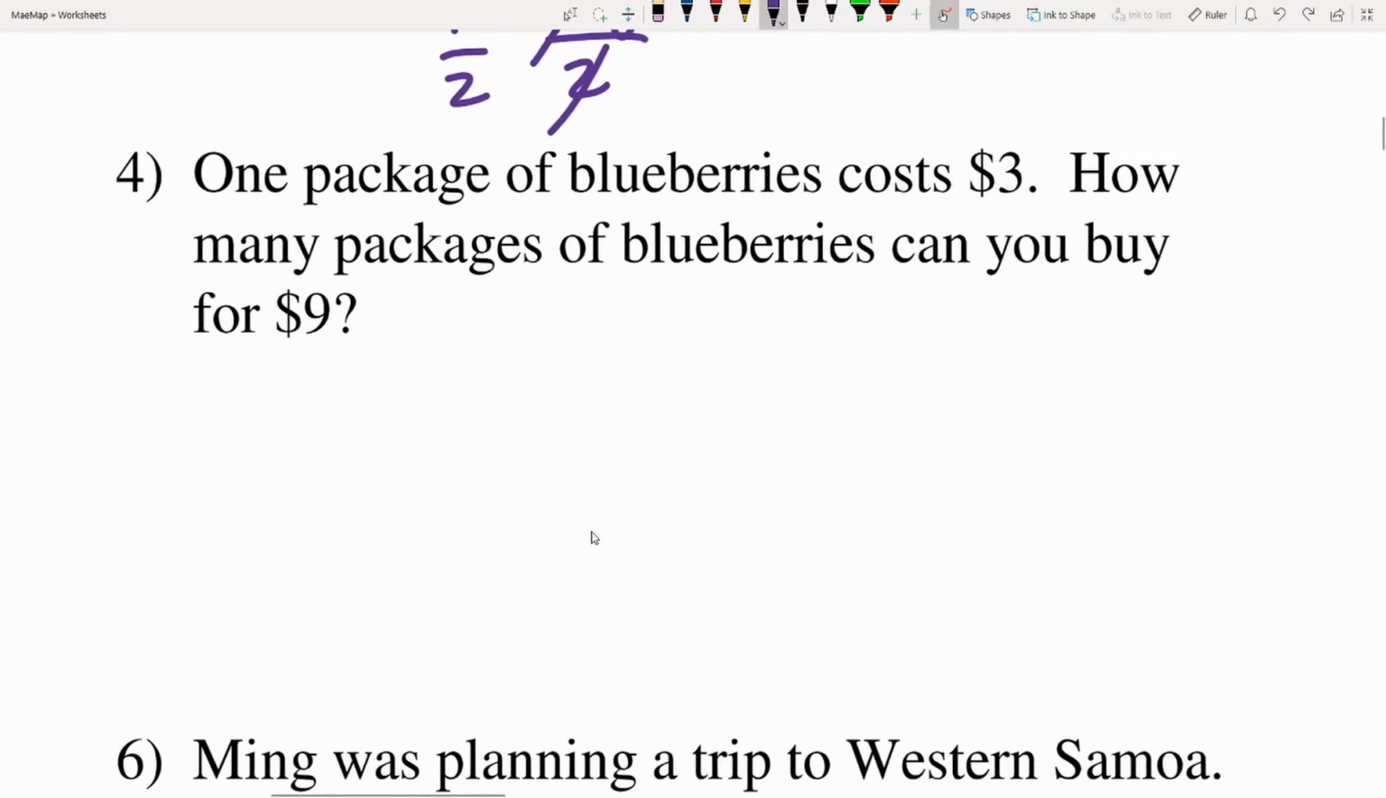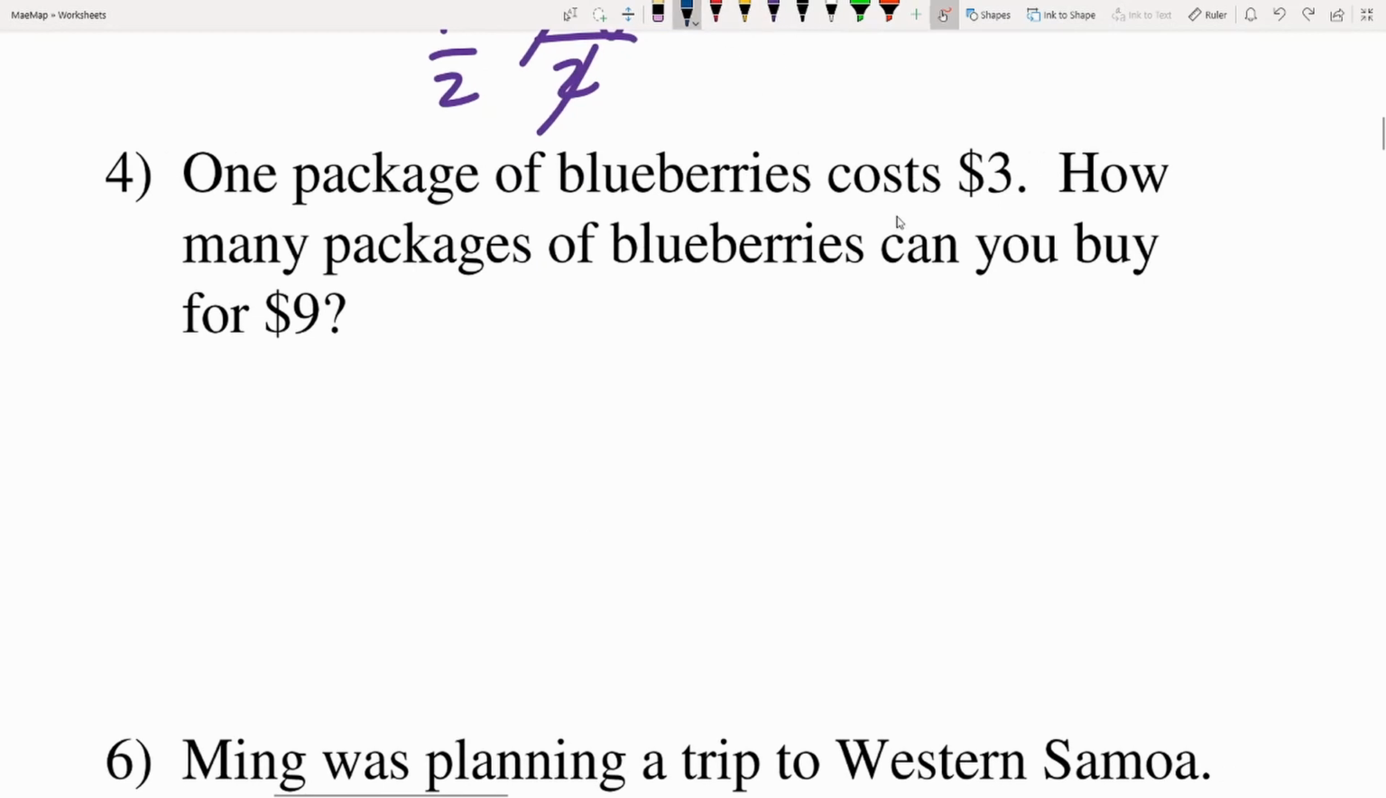In number 4, it says one package of blueberries costs $3. So I'm going to leave the one package at the top, and I'm going to put my money in my denominator. So 3 is going to go into my denominator. It asks, how many packages of blueberries can we buy for $9? So we have an unknown number of packages. I'm going to call that variable P for packages, and I'm going to put the amount of money that we have in our denominator, which is 9.